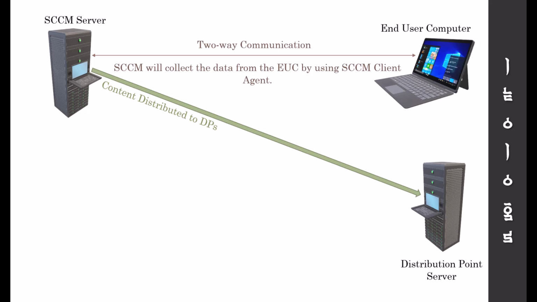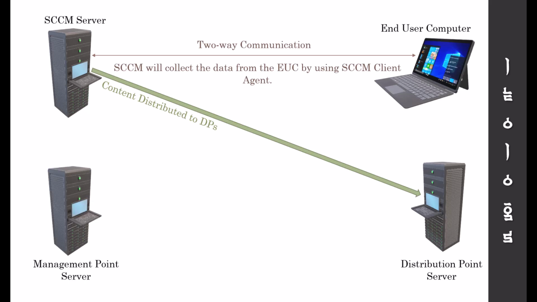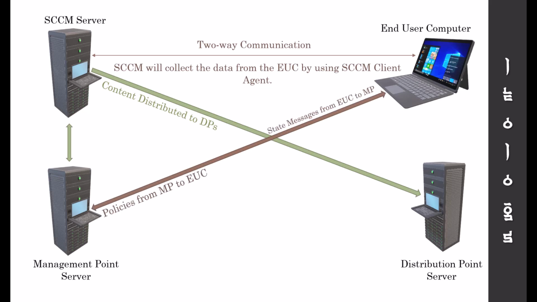Once we configure the deployment to deploy Google Chrome to the end user machine, the management point issues the policies to the end user computer. Then the client agent will receive those policies, download the content from the distribution point, install the software, and then provide reply messages. We can call them state messages. It will reply to the management point that the software is downloaded and installed successfully, with no issues.